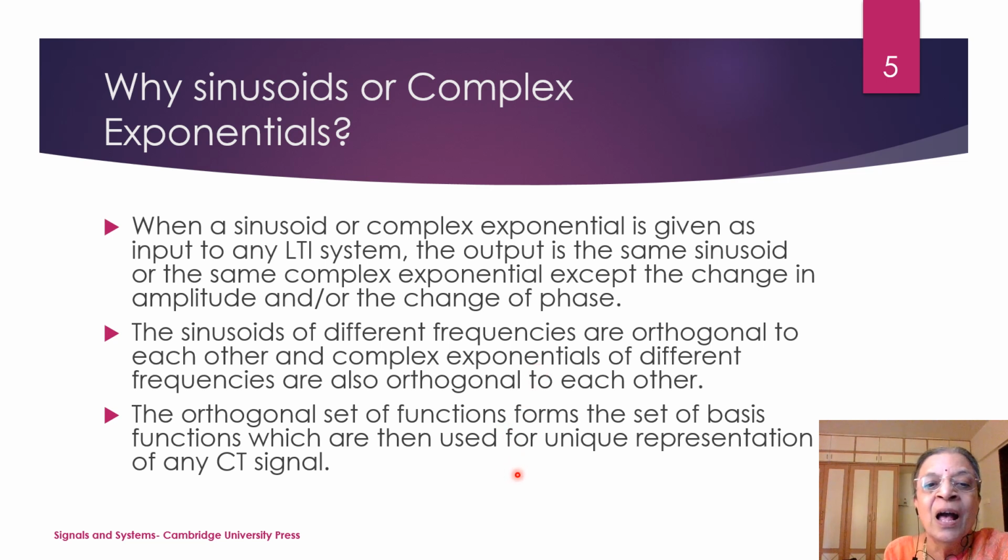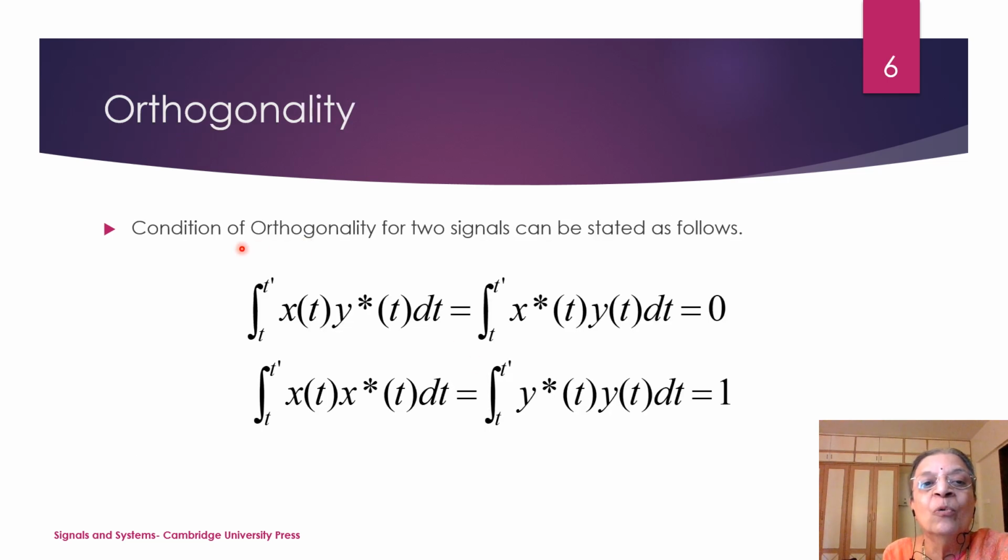So let us see how we can use the orthogonal set of basis functions as a unique representation for any particular signal. Unless the corresponding basis functions are orthogonal, the representation that we get cannot be a unique representation. So in order to get a unique representation, we need to have basis functions that are orthogonal. So here we go. What is the condition of orthogonality?